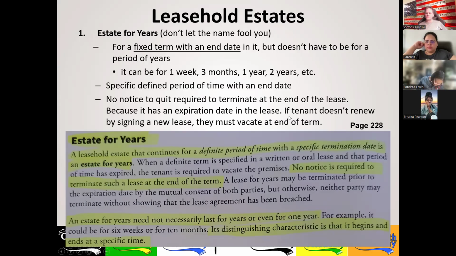Because it has an expiration date in the lease, if the tenant doesn't renew by signing a new lease, they have to vacate by that date. Okay. So no further notice is needed from the landlord to tell you to get out. You know when you've got to get out. The lease expires. So let's do all that highlighting that says that as well.